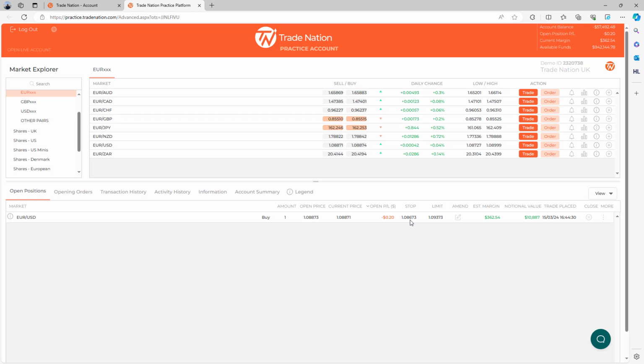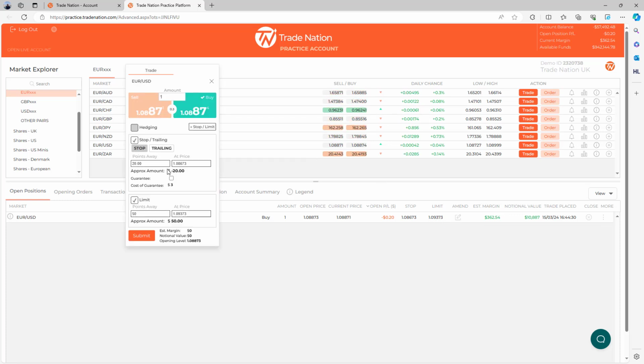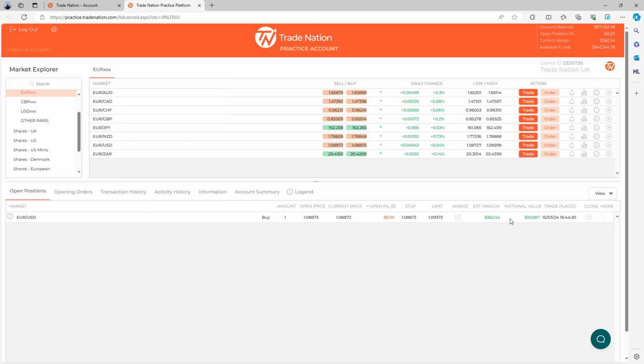My stop's already in place here. Remember, it's 20 points away, so I can't lose pretty much any more than that. There's my profit target here. If I want to amend it, I can just go to the amend, change the numbers, and then just click submit again. I'm not going to do that. And there it is. That's my margin I need to have in my account. And there it is. That's it. All right. That's pretty cool, isn't it?